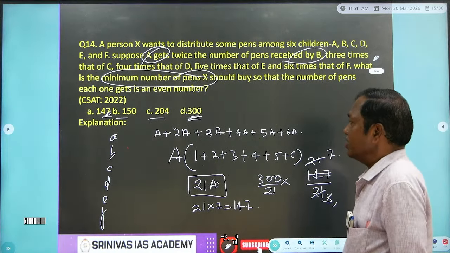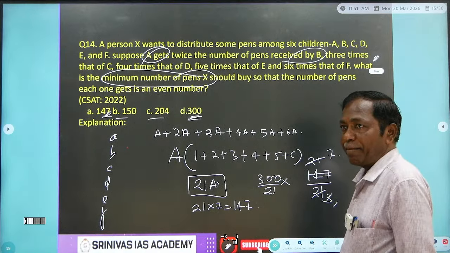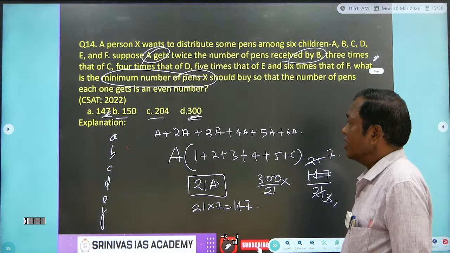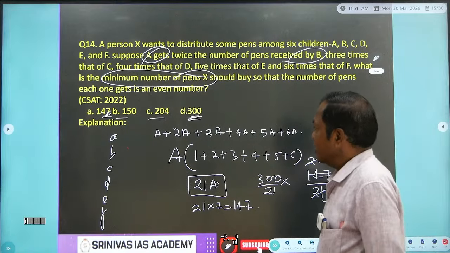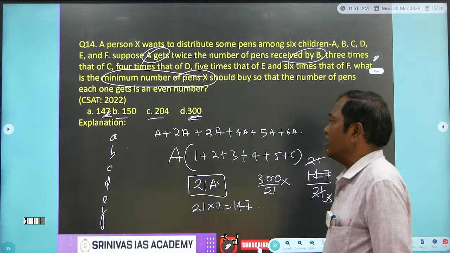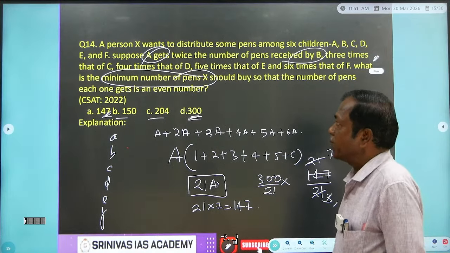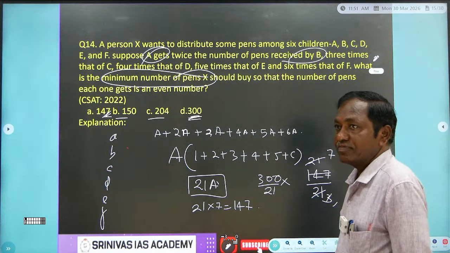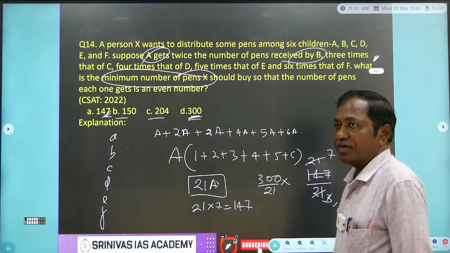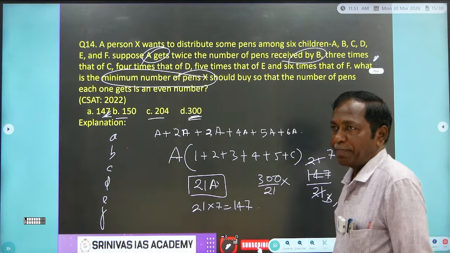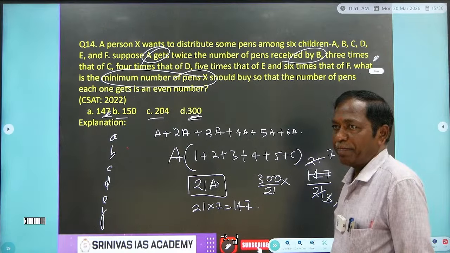Sir, how much will A be? Now if A equals 7, you have to do 147. Total 147 is required. They have said, what is the minimum number of pens one has to buy so that the number of pens each one gets is an even number.